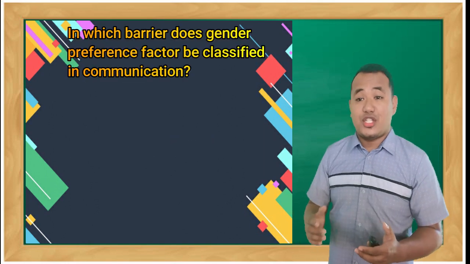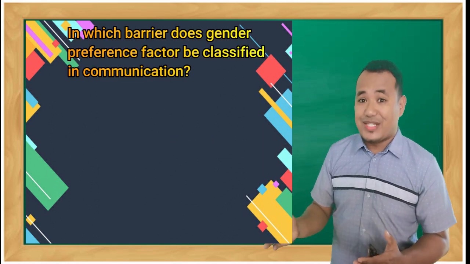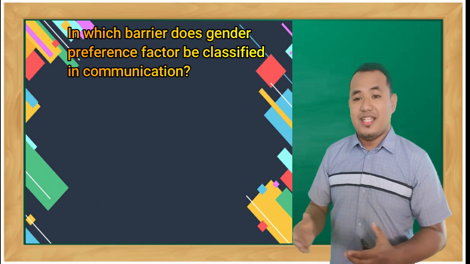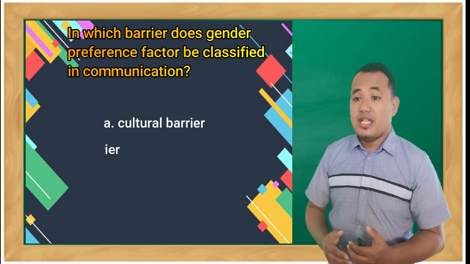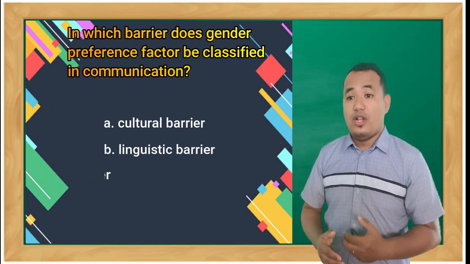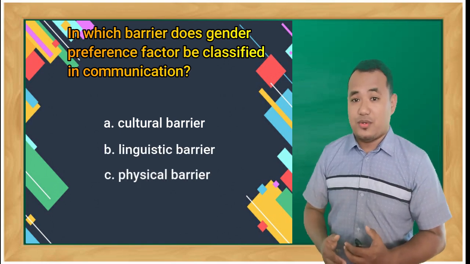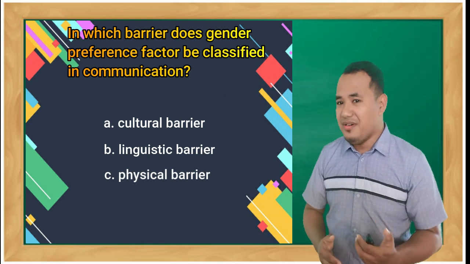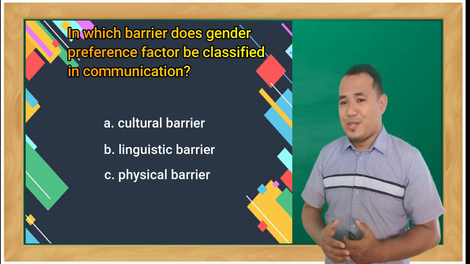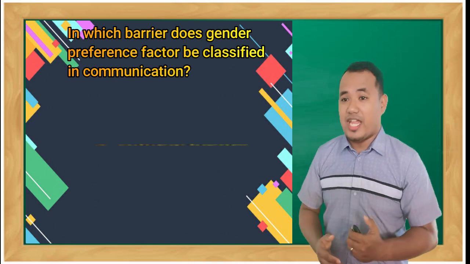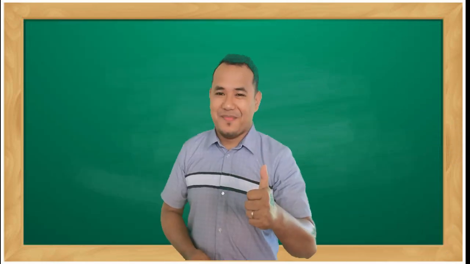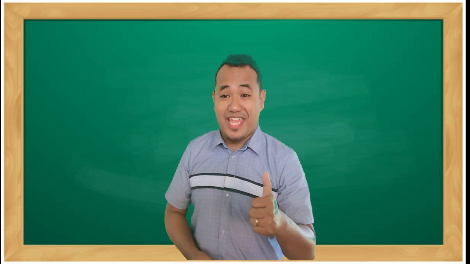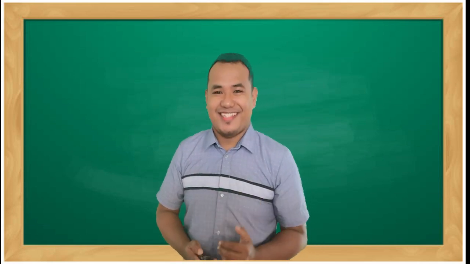Let's have the last one. In which barrier does gender preference factor be classified in communication? Is it letter A, cultural barrier, letter B, linguistic barrier, or letter C, physical barrier? What's your answer? You're right! It's letter A. It's the cultural barrier. Good job! It seems that you really have gained new knowledge today.